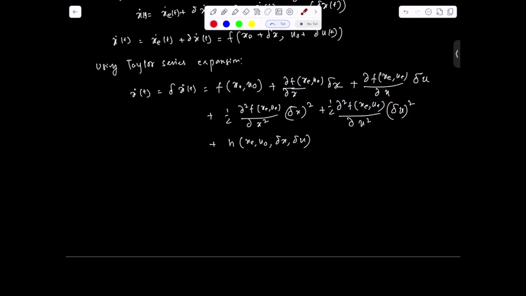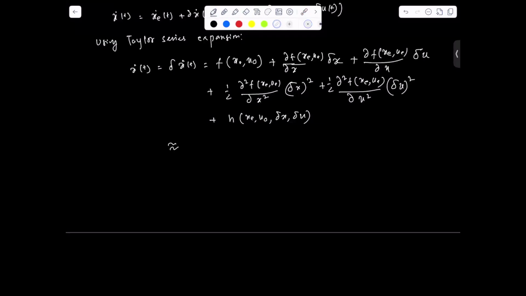So we can write this expression: f of x_e, u naught plus the partial derivative with respect to x times delta x. We can remove these terms, and the rest of the higher order terms, we can have many other terms.